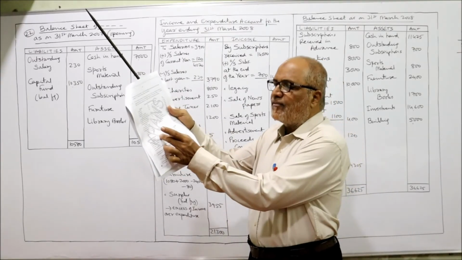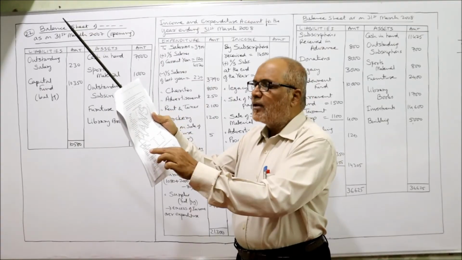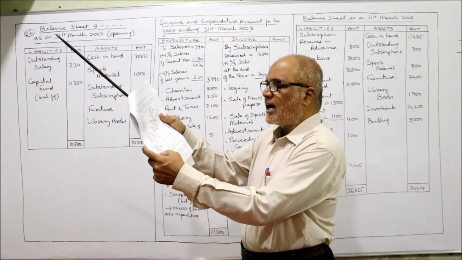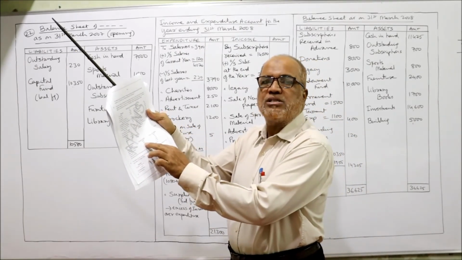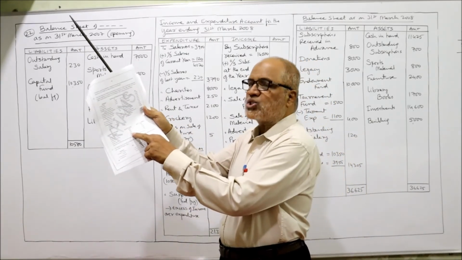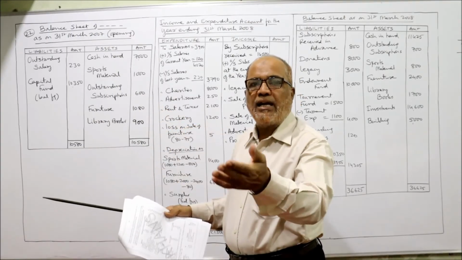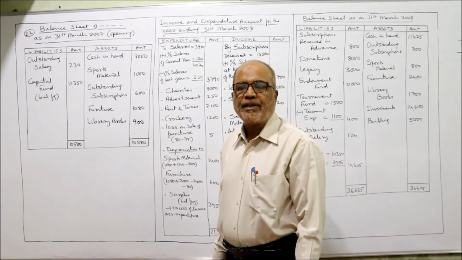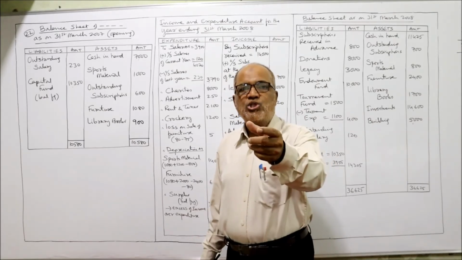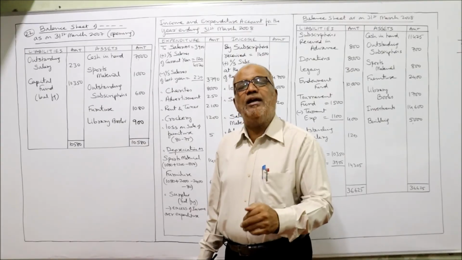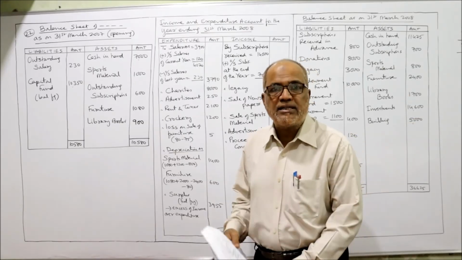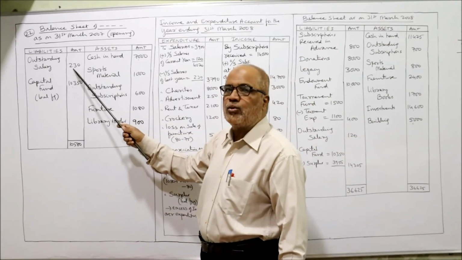Now you see the additional information on opening balances. Sports material 1,000. So I have taken sports material 1,000. Next item, outstanding subscription 600. Next, salary outstanding 230. Outstanding salary is a liability. Salary is payable, whereas subscription is receivable. The outstanding subscription is receivable, it's an asset. Outstanding salary is payable, it's a liability. So outstanding salary liability 230.